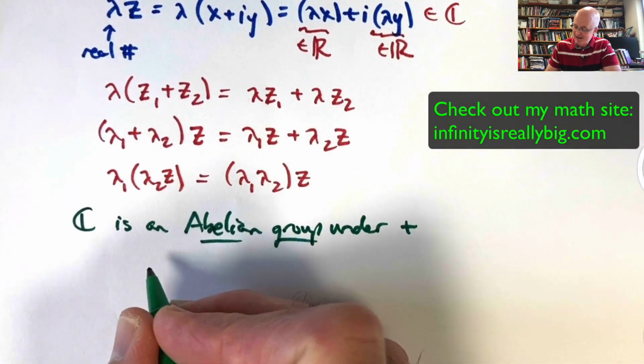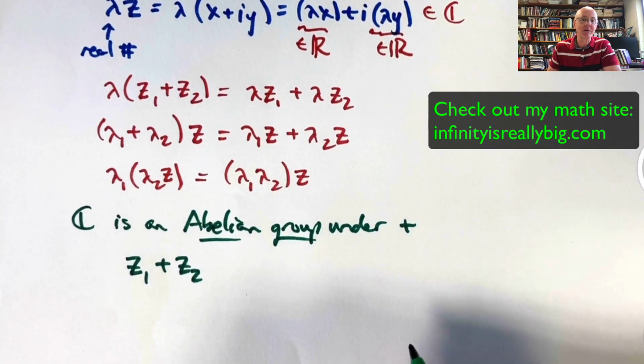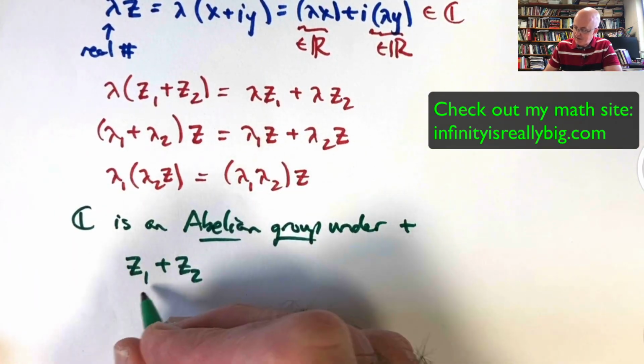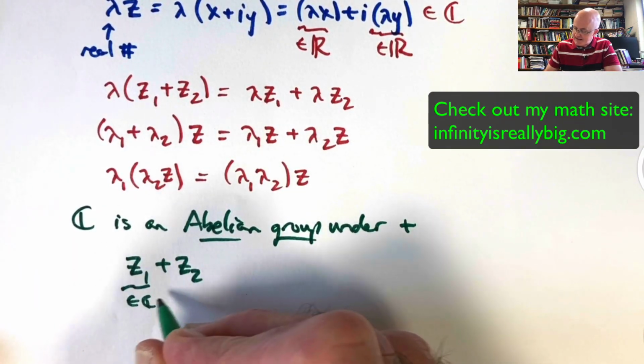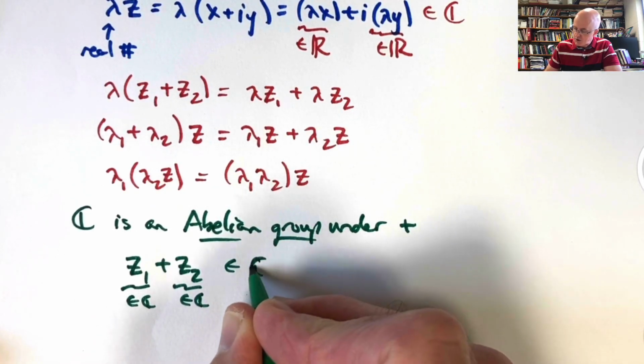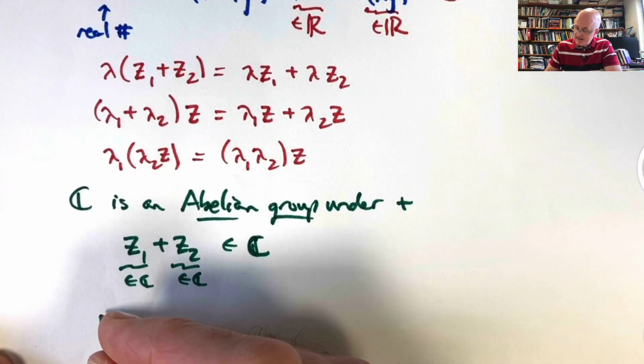There's a closure property. z1 plus z2, if you've got any two complex numbers and you add them according to how we defined addition in terms of real and imaginary parts, when these are complex numbers, that's in C, this is in C, the result is in C. That's a closure property.